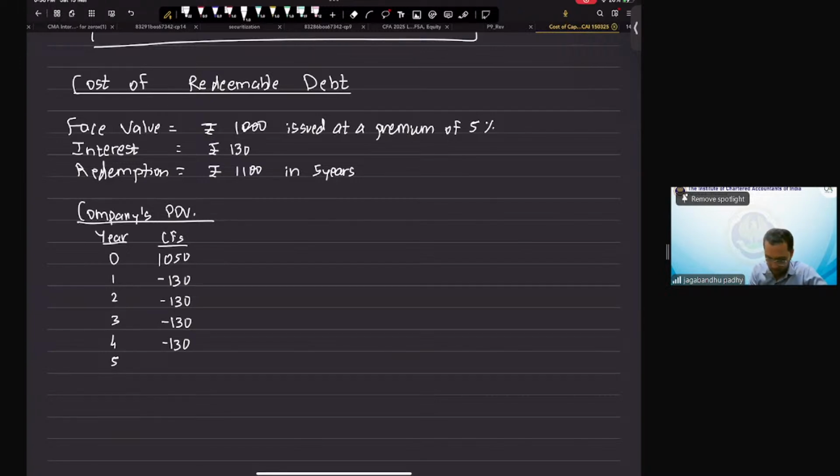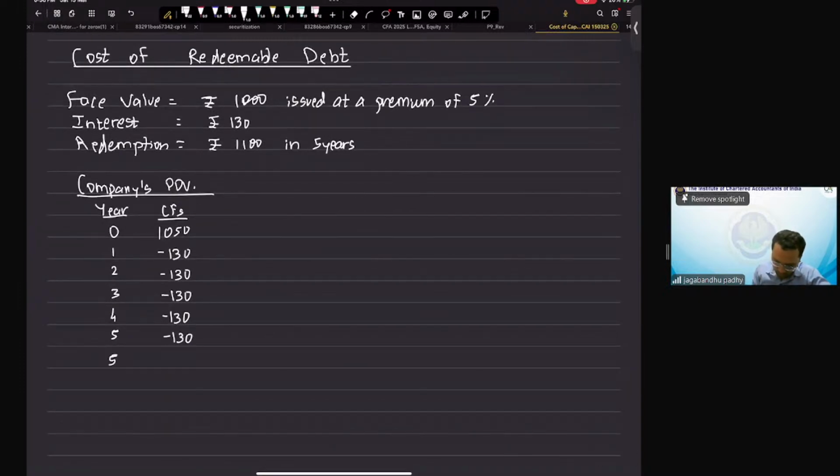What about the cash flow in year 5? I can say there will be a coupon outflow of 130. Also in the 5th year, there's going to be an outflow of 1000 face value. Is it? No, because you're going to have a redemption of 1100. So I need to obviously pay 1100 at the time of redemption.